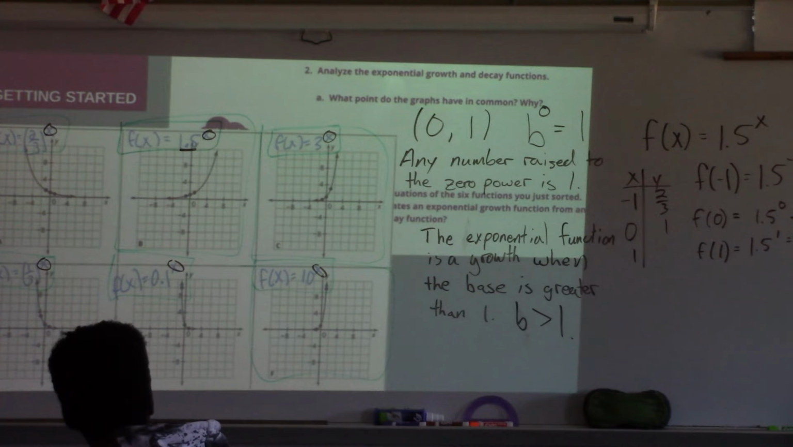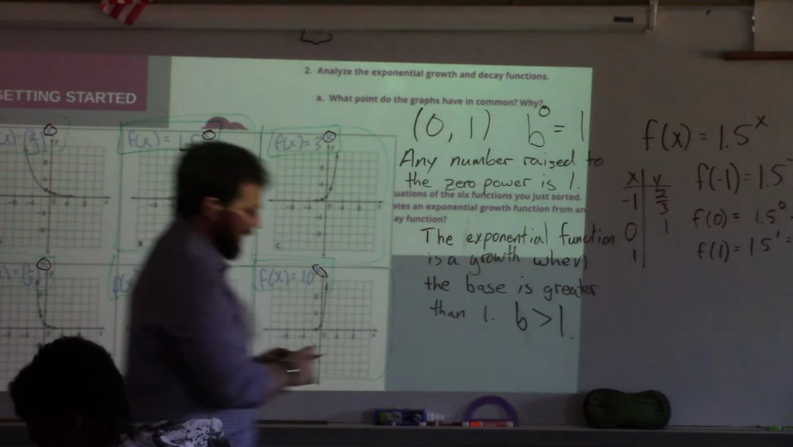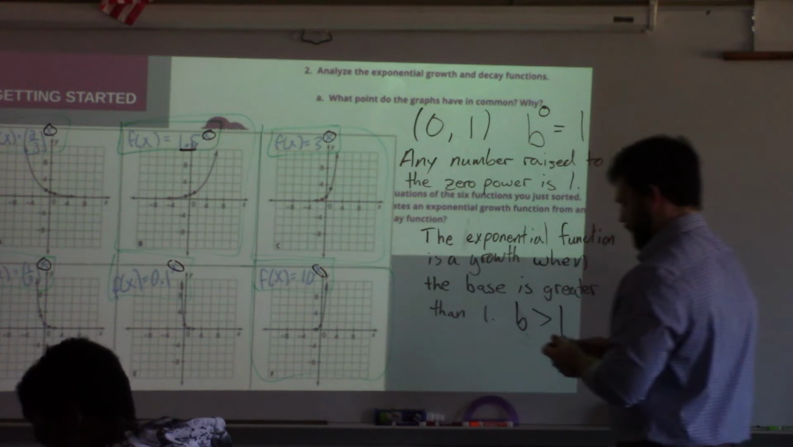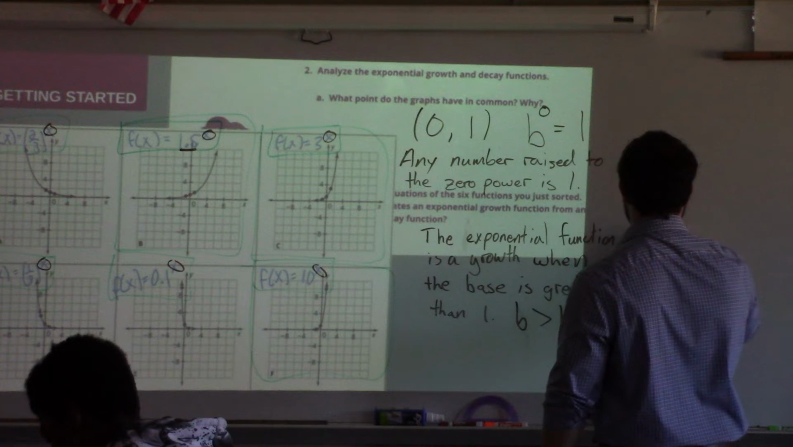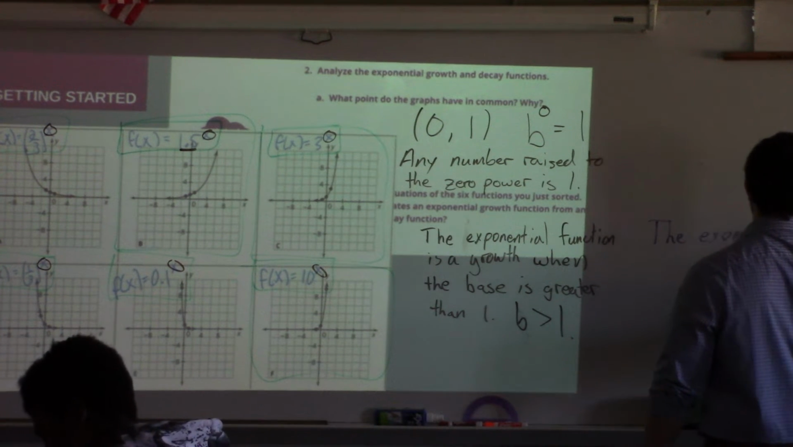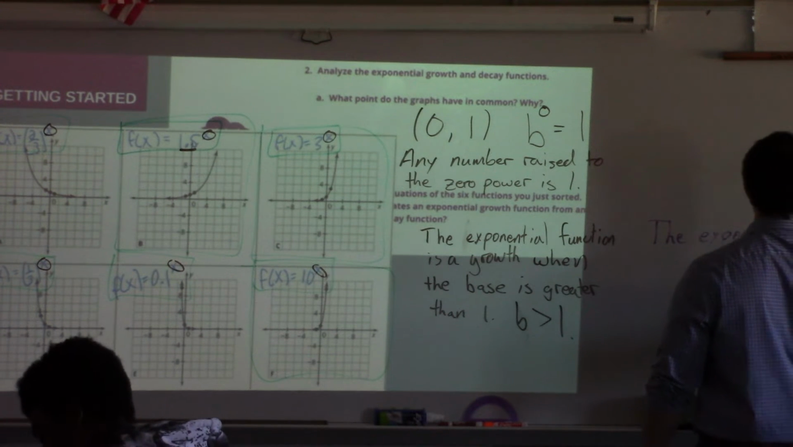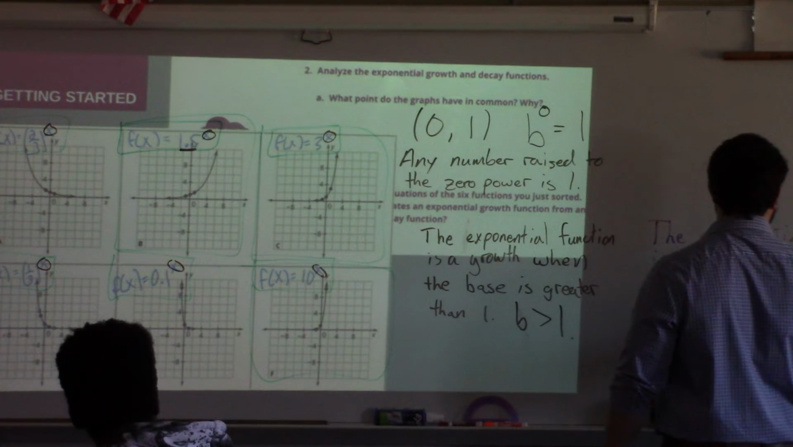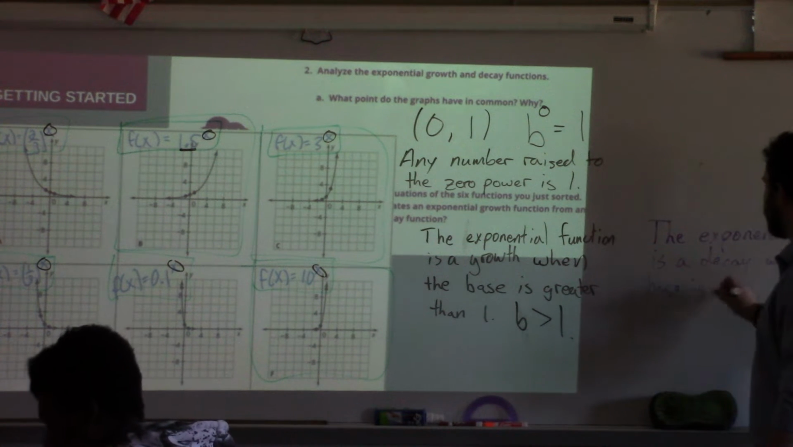Okay. It's an exponential growth when the base is greater than 1. So then it's an exponential decay when? The base is lower than 1, or less than. So the exponential function is a decay when the base is less than 1.